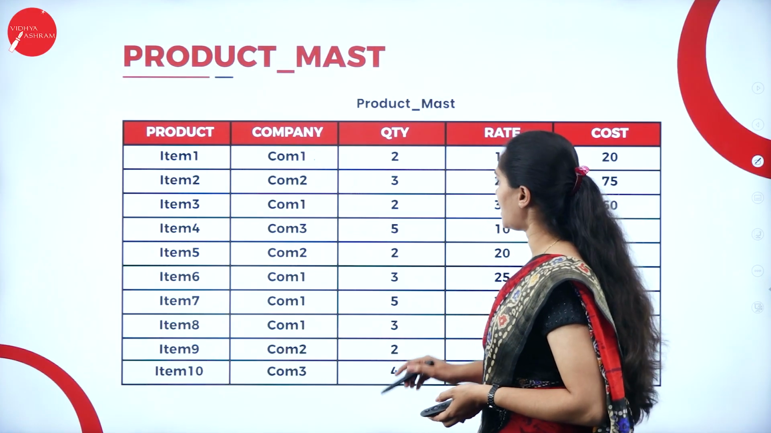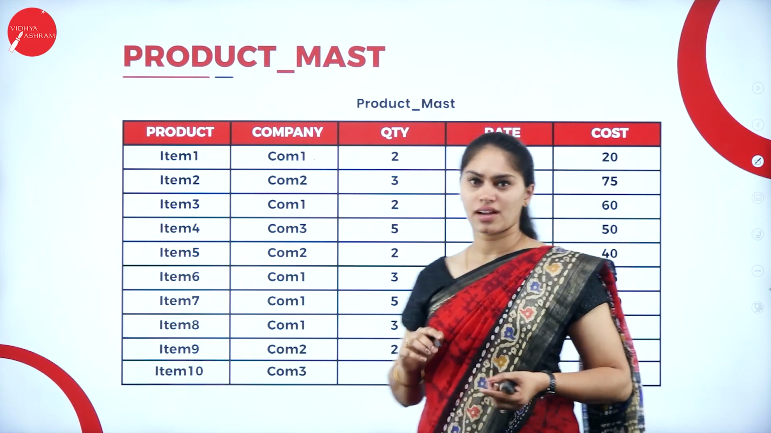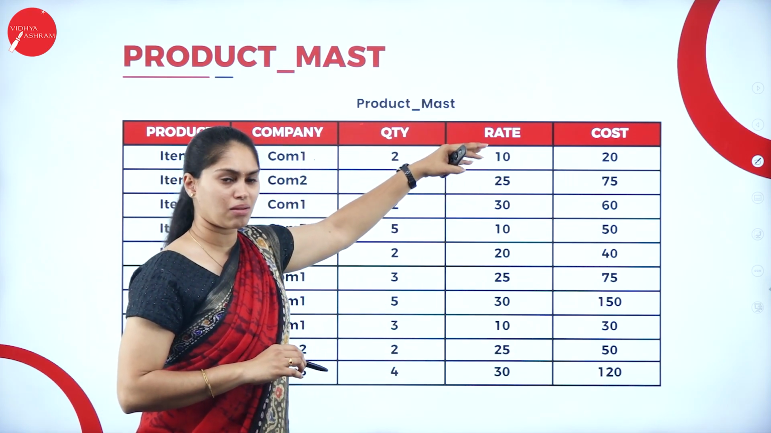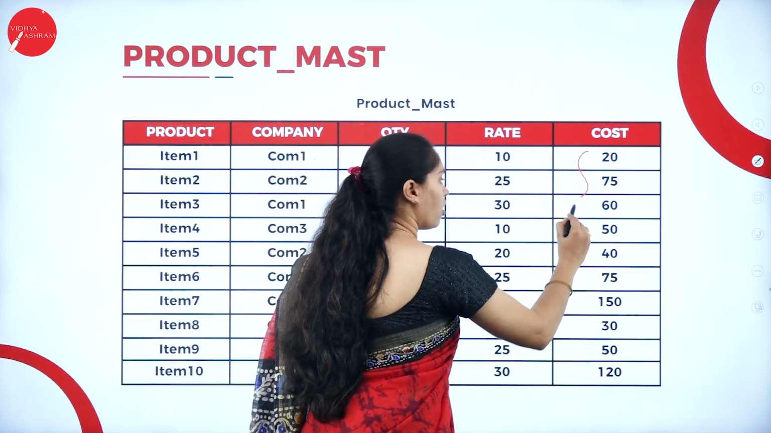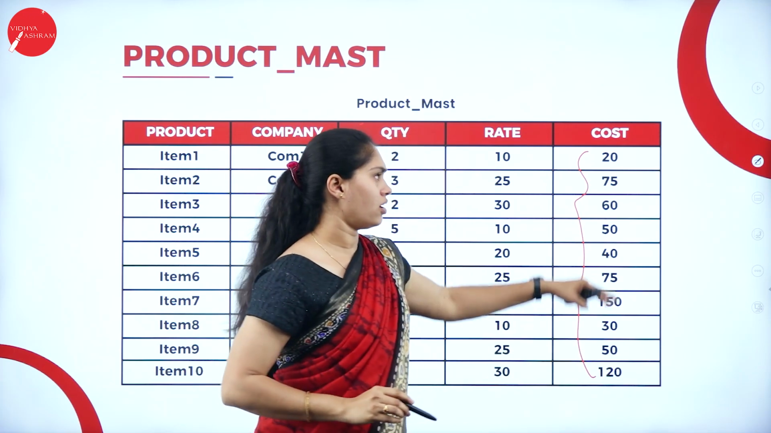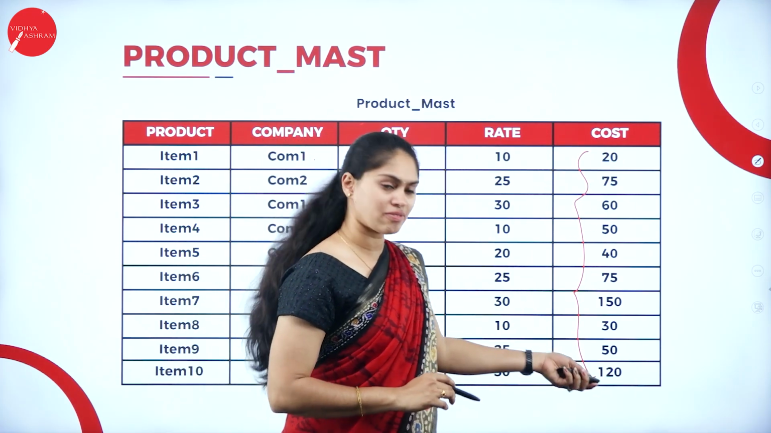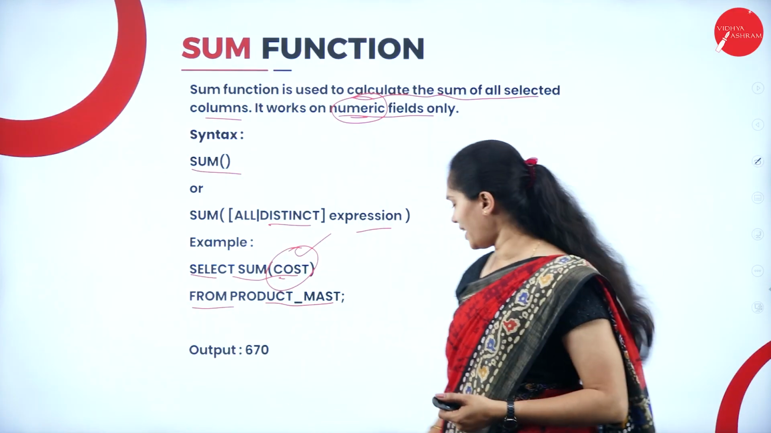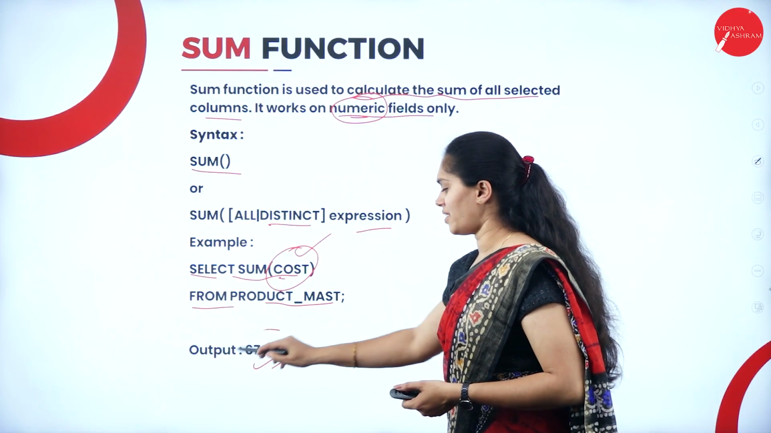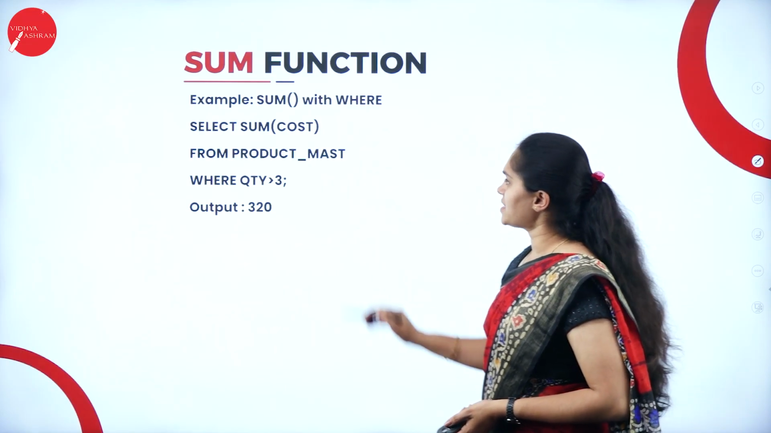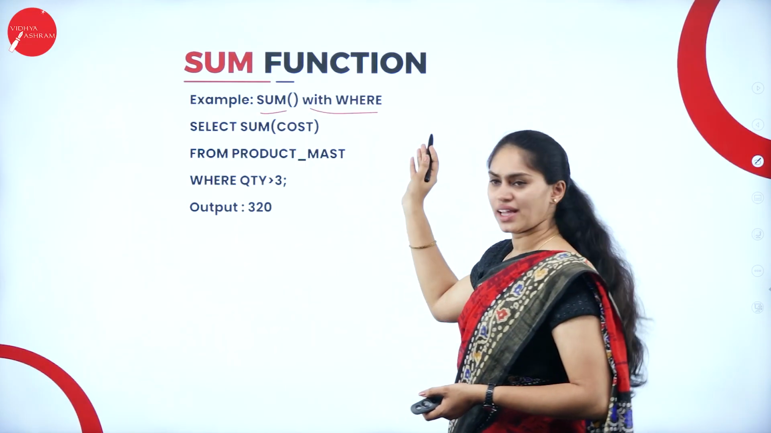So here you can see that we have a cost, right? So, sum of cost from the product master table. We need to add all the values in all the rows of a particular column called cost. By adding all these values, as an output we are going to get the value 670. So this is the output.